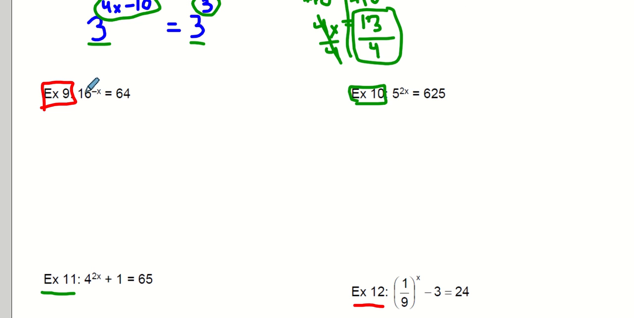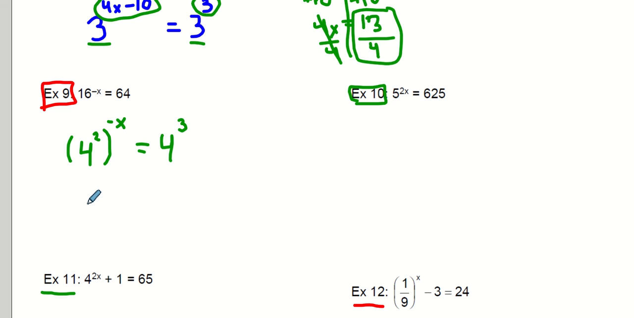So the question is, what could the common base be? In this instance, there's actually more than one answer. I could think of 16 as 4 squared, which I'm going to do. So 16 is 4 squared, to the negative x power. And then 64, you may not know this, is 4 to the third power. And so you may begin to see how we're going to have the common base of 4.